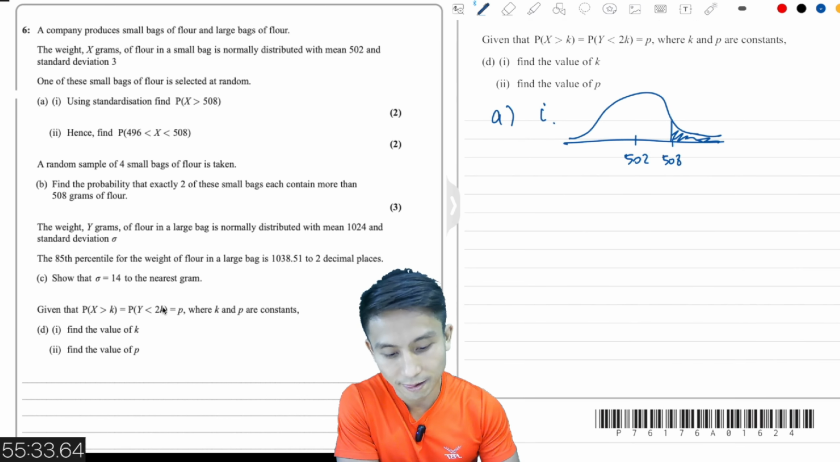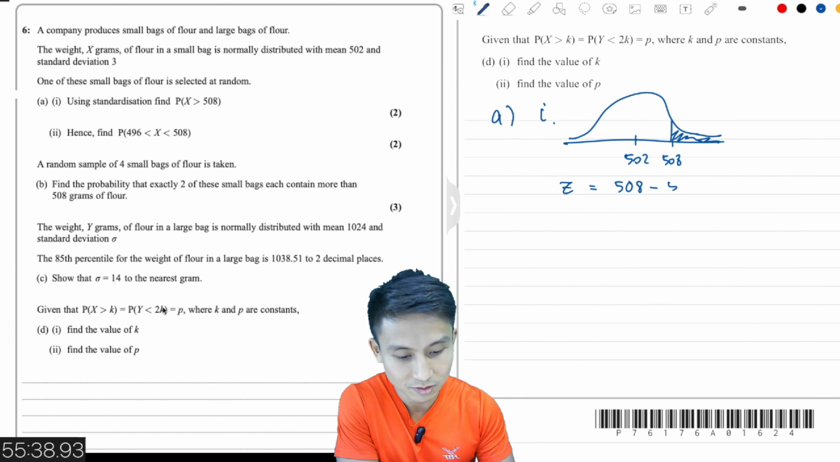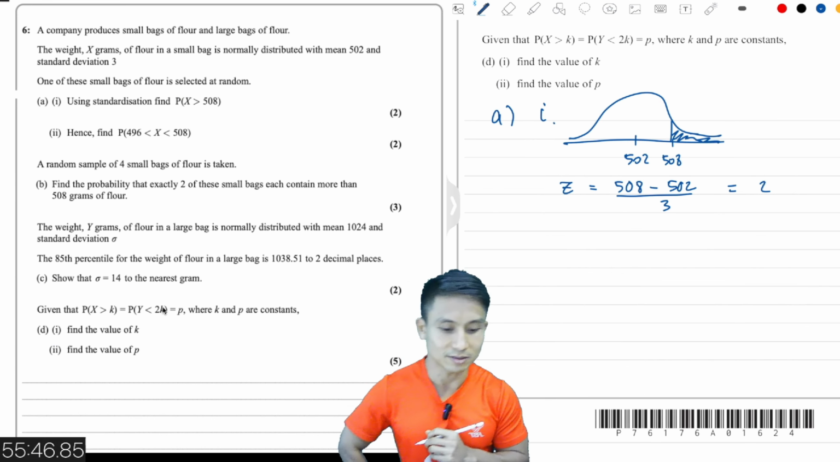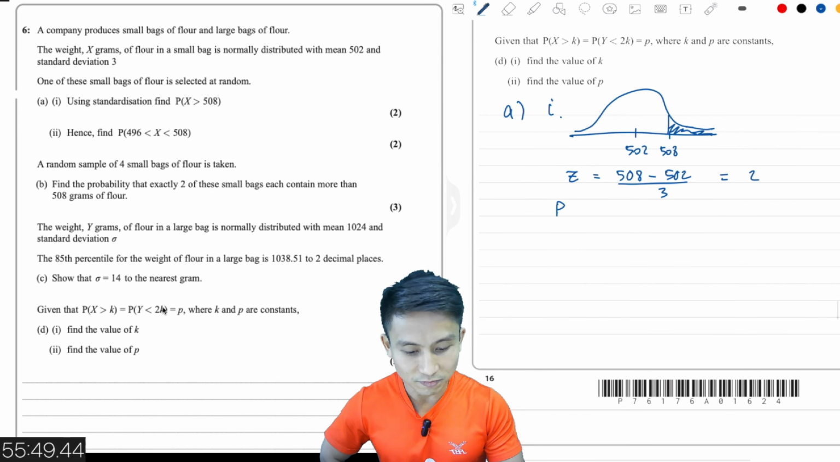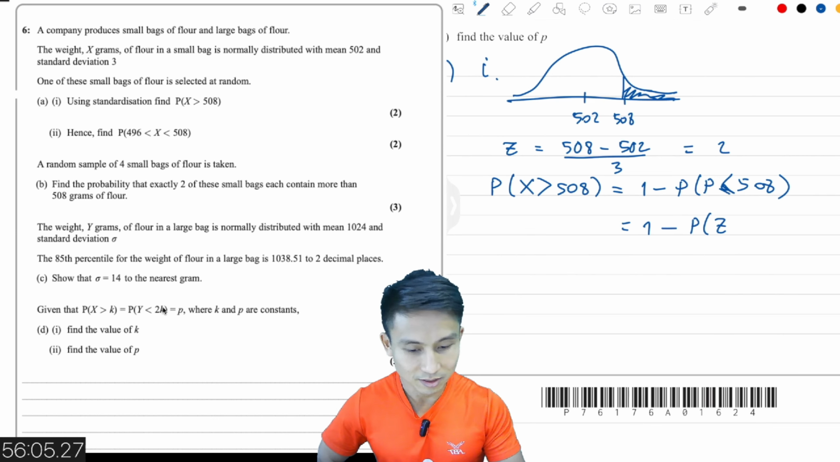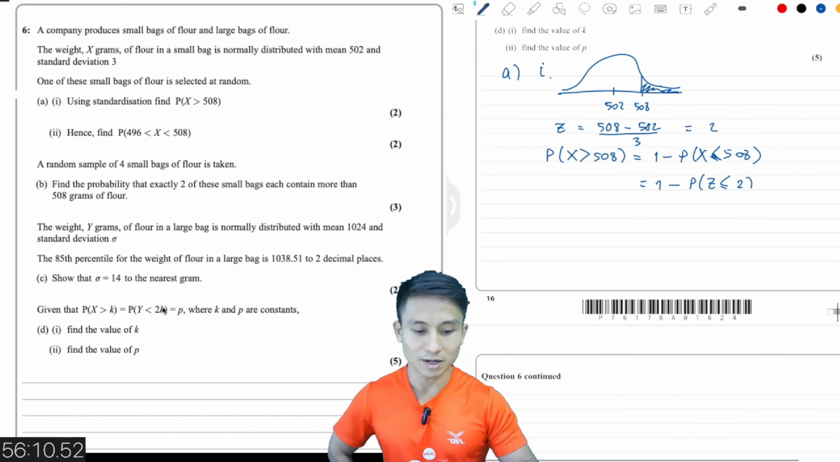Okay, so we will find the Z first: 508 minus the mean, which is 502, divided by the standard deviation, which is 3. So that is basically 2, right? 6 divided by 3 is 2. So we just want to find the probability of X greater than 508. That would be 1 minus the probability of X less than or equal to 508. But we just found the standardized score there. So this is just P of Z less than or equal to 2. So we just open up the table.